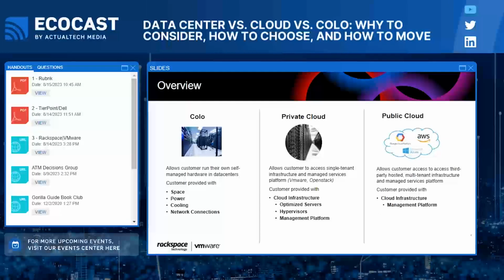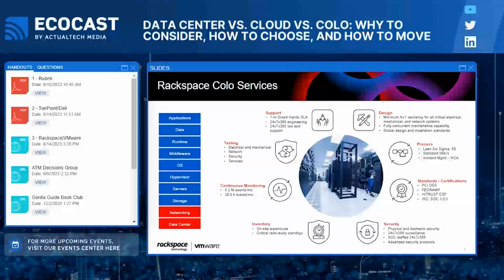So this is an overview of Rackspace's Colo services. On the left side, I like to call this the OSI model for apps. You see all the different layers to support your apps in a Colo environment. The bottom two in red are the responsibility of a provider like Rackspace. We take care of the physical space, networking, power, cooling, all of that. Everything above that, the customer is responsible for.